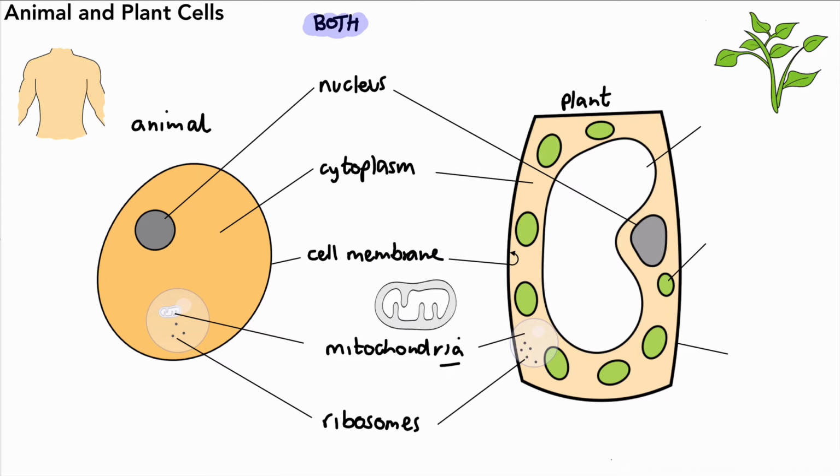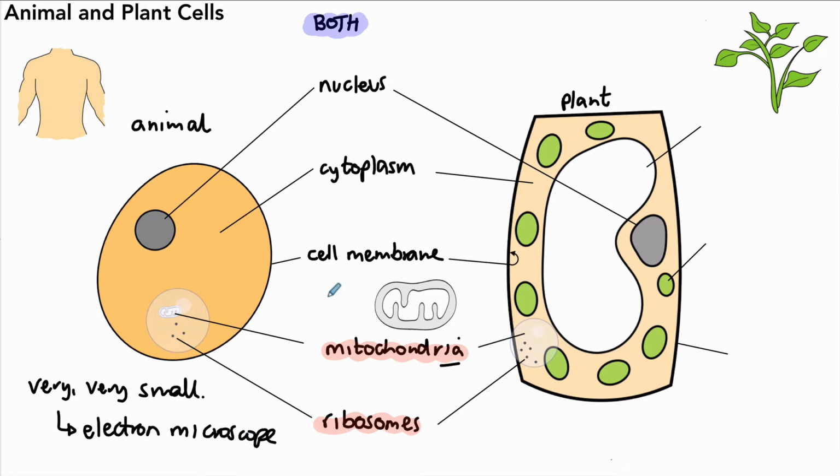And the important thing about the mitochondria and the ribosomes is that they are very, very tiny. You wouldn't be able to see those using a microscope that you have in school. So they're very, very tiny. You would actually need a special type of microscope called an electron microscope. And this has a higher magnification, which allows us to see those smaller objects inside the cell. The others you can see through a light microscope.